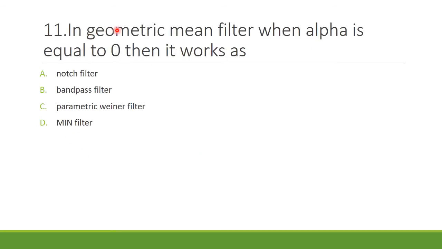Next question. In geometric mean filter, when alpha is equal to 0, then it works as option A notch filter, option B bandpass filter, option C parametric Weiner filter, option D min filter. So if alpha value is equal to 0 means then it acts as parametric Weiner filter.